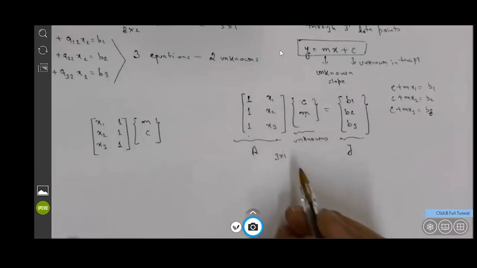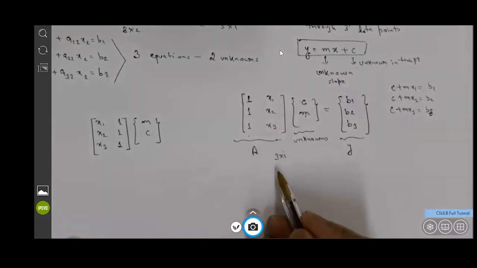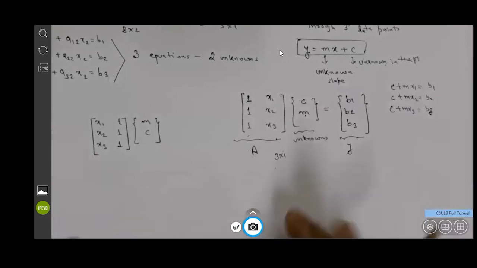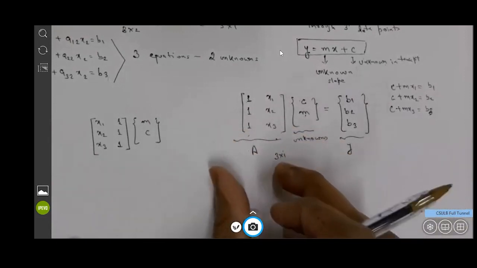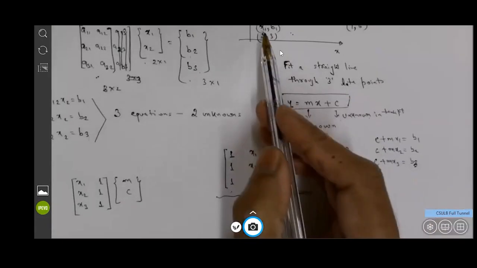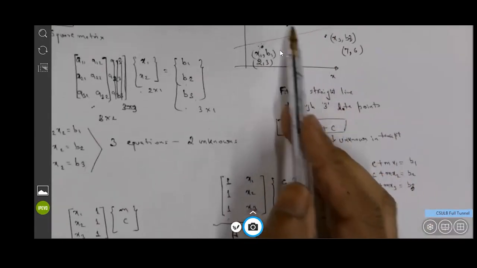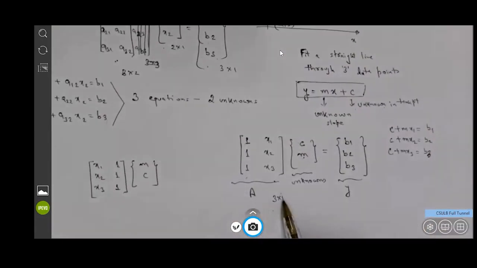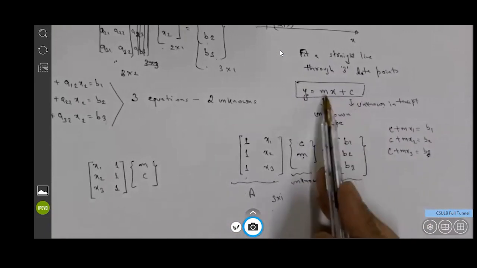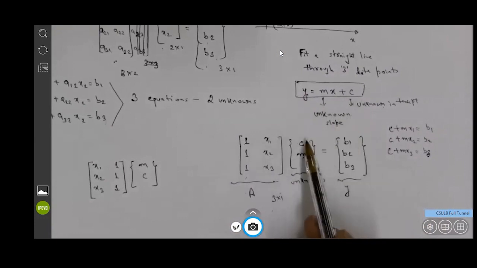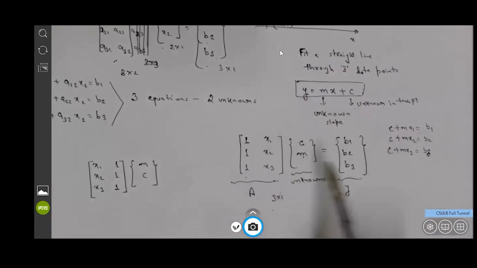I have 3 cross 1. If you have 5 data points, it will be 5 cross 1. If there are 10 data points, it will be 10 cross 1. So this matrix will keep on changing, and this is a known matrix. This is what you know, the data points are known to you. So this is what we are calling the A matrix. The number of unknowns remains only 2, because for a straight line these are the only 2 unknowns. I have got more equations. Now I've got 3 equations to solve for 2 unknowns. You see what I'm saying?